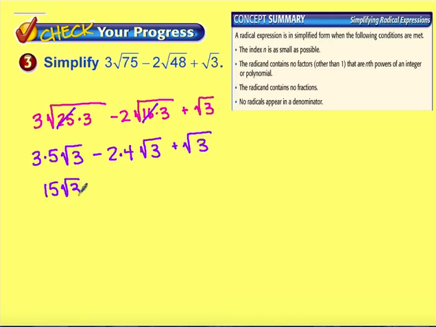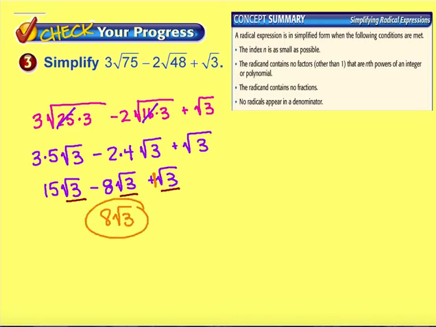So I'll multiply my outside values together, and once I have like radicals, I'll go ahead and add those together. So 15 minus 8 gives me 7 plus 1, which should be an unknown 1 there, is going to give me 8 square roots of 3.